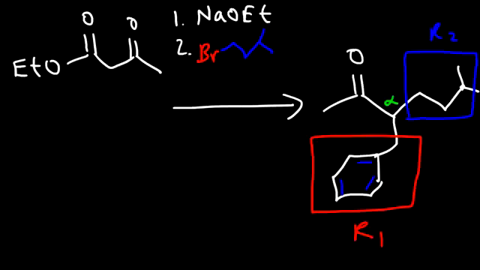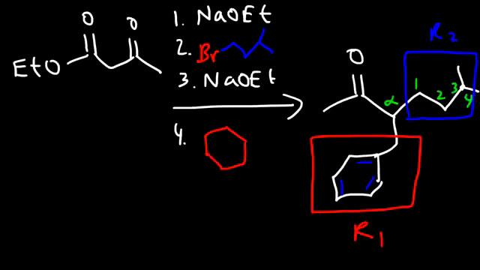And if you want to count the carbons, we had 1, 2, 3, 4. 1, 2, 3, 4 with a methyl group on carbon 3. So you can make sure it's the same. Now in step 3, we need to use sodium ethoxide again. And now in step 4, we can add the other R group. So basically the benzyl group.